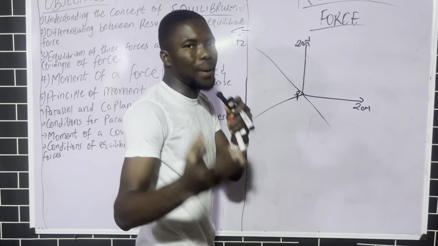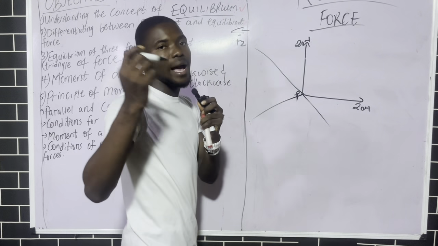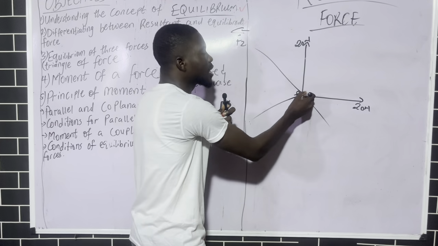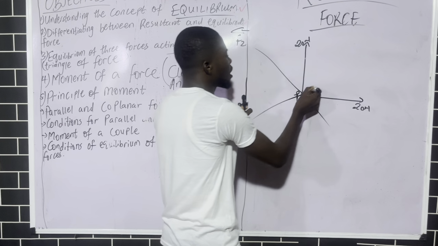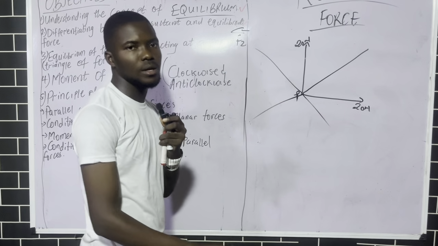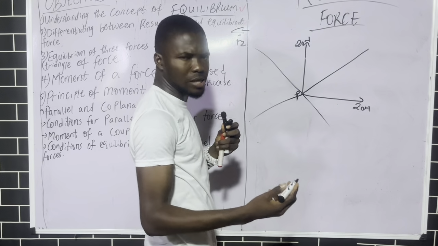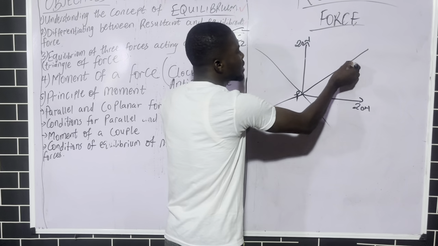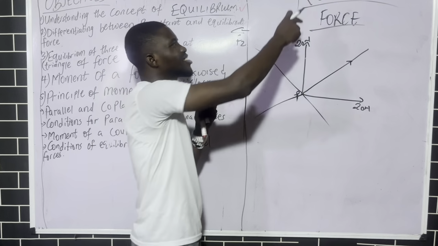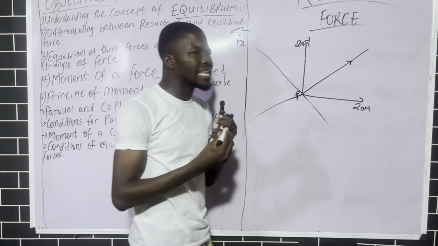So we already know from the parallelogram law of vectors that the resultant force will always cut through the center of the two forces, right? So definitely I know my resultant force is in this direction. If my resultant force is in this direction, then my equilibrium force will be in the opposite. Are you getting me now? So this is why I said it is proper we know the resultant force, because the resultant force will show us the equilibrium force.